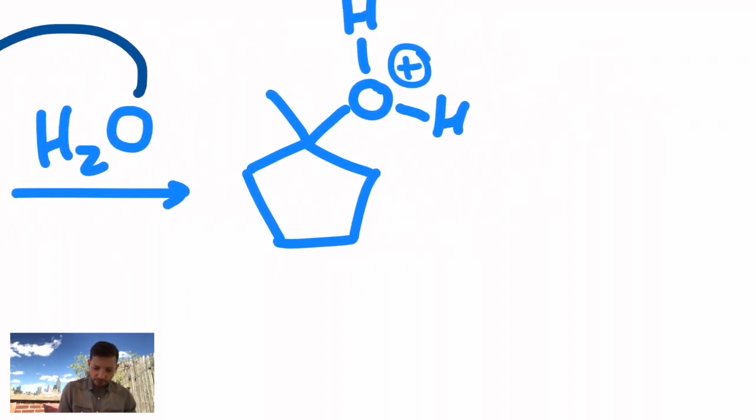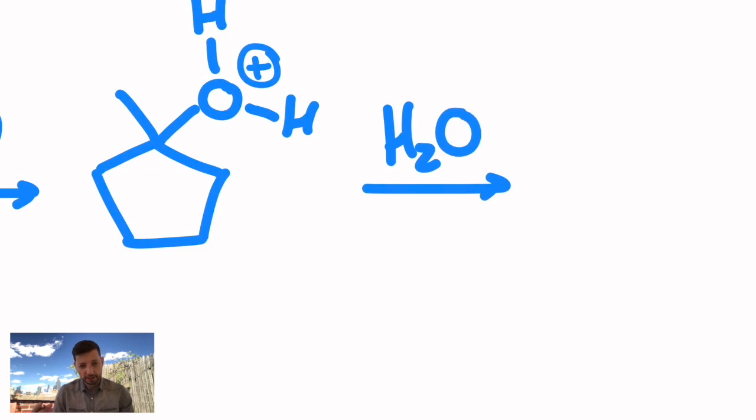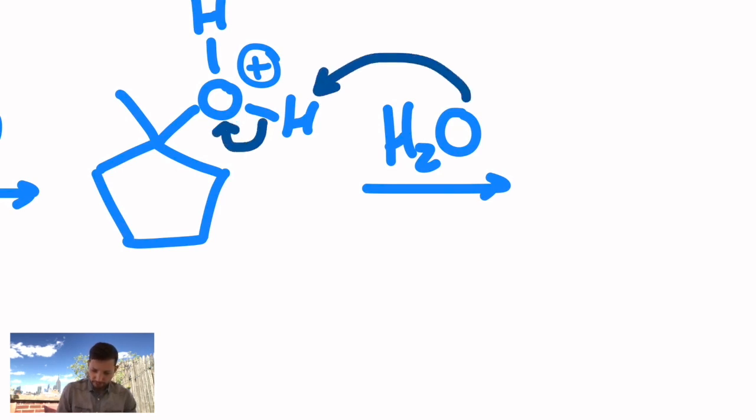So how do we finish up? We need to lose one of those H's. You could use another water molecule if this is your solvent. You could use another starting alkene. Virtually anything can act as a weak base to take away one of those extra H's. The OH bond breaks, and you get your neutral alcohol.